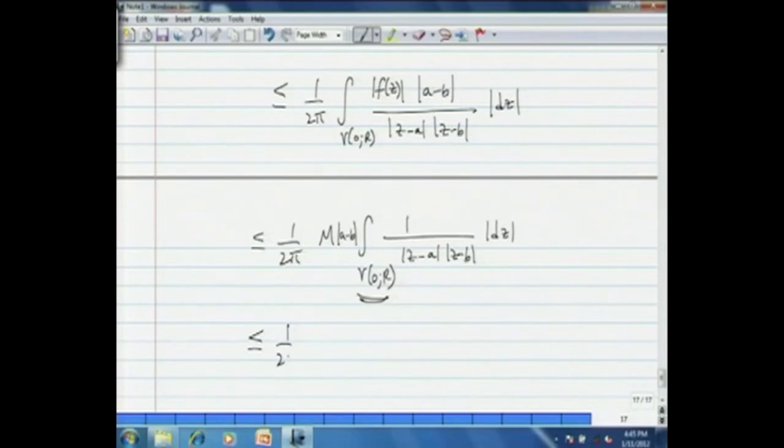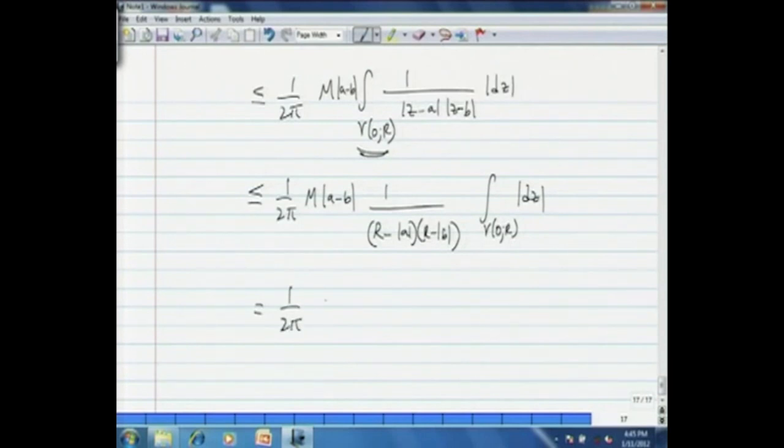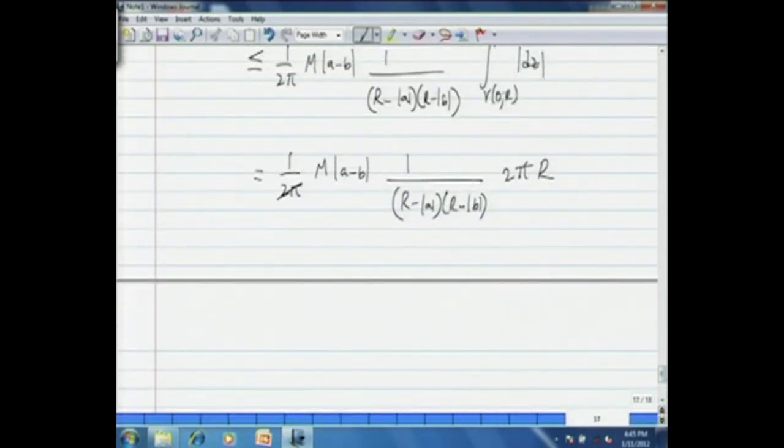So, this is less than or equal to 1 by 2 pi times m times the modulus of a minus b times 1 divided by r minus modulus of a times r minus modulus of b times the integration on gamma 0 r of modulus of dz, which is just the length or the perimeter of the circle of radius capital R. So, this is equal to 1 by 2 pi m times modulus of a minus b times 1 by r minus modulus of a times r minus modulus of b times 2 pi capital R, excuse me. So, then we can cancel the 2 pi's and see that this gives us m times modulus of a minus b, which are all fixed numbers, times 1 divided by, taking the r into one of these factors, 1 minus modulus of a by r times r minus modulus of b.